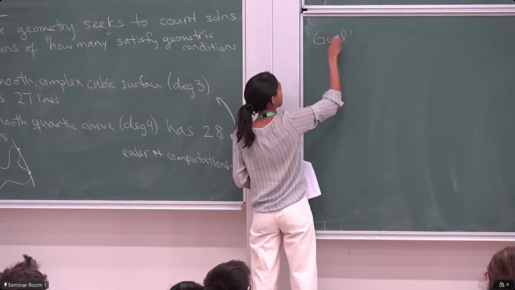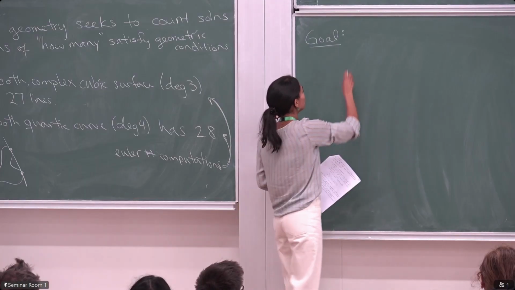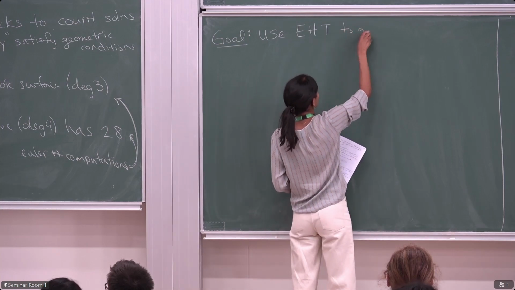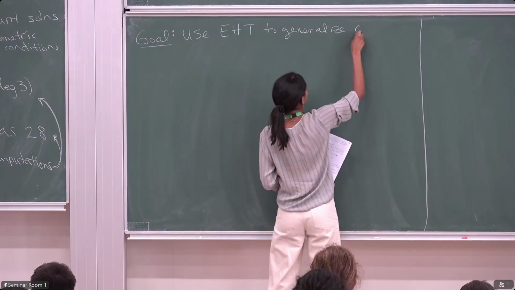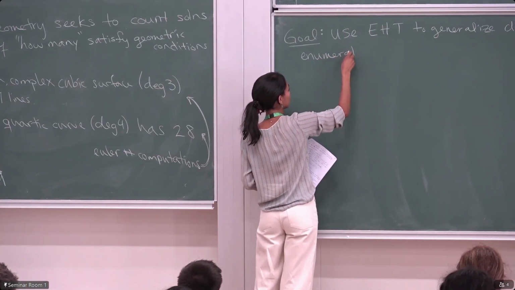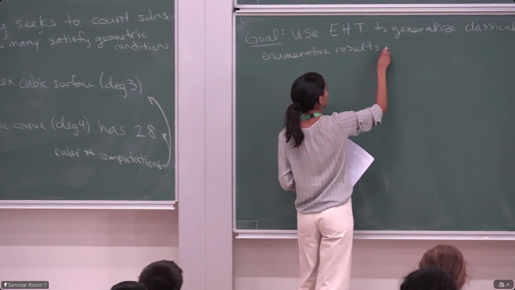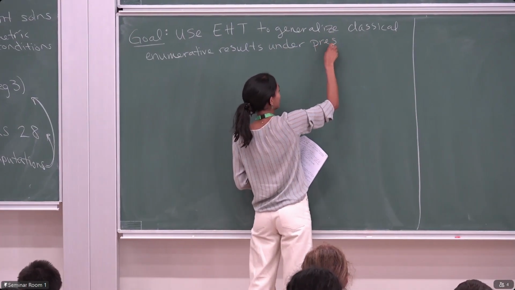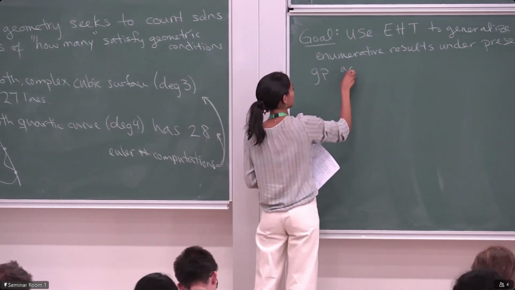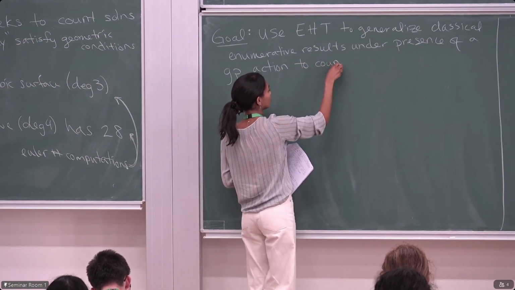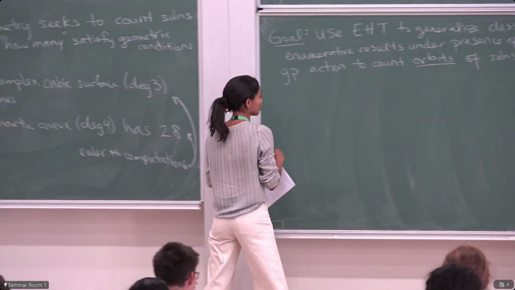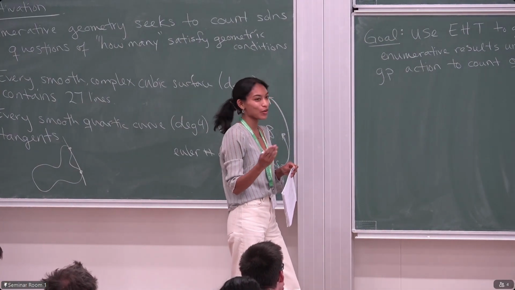Goal: can we use equivariant homotopy to generalize classical enumerative results under the presence of a group action, orbits of solutions. And I wouldn't be asking this question unless I could answer it, so we can.